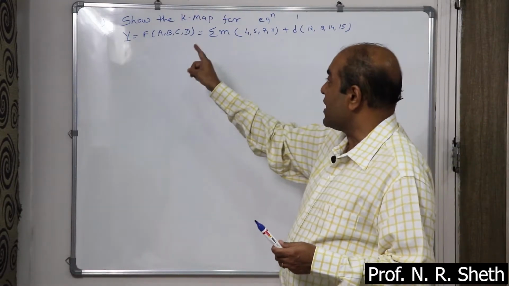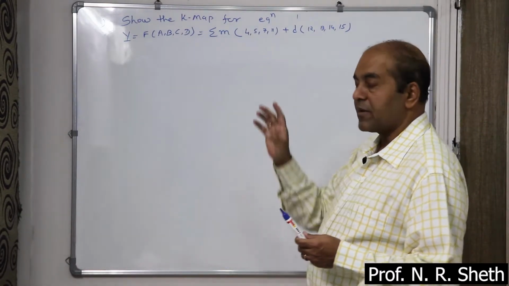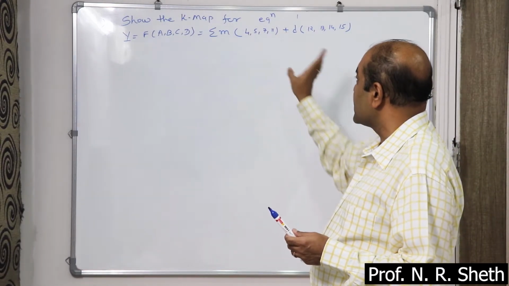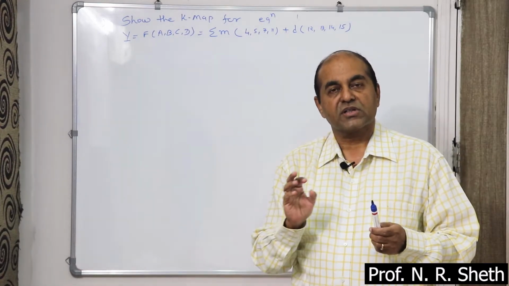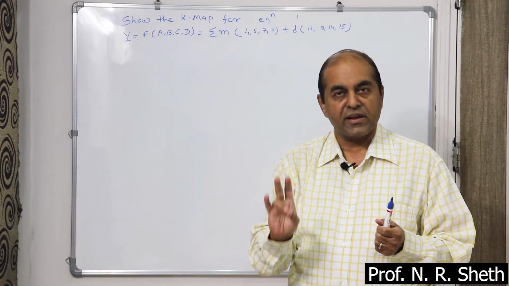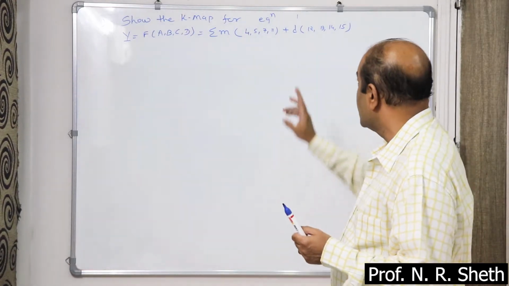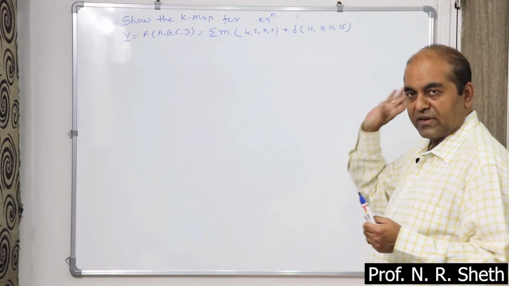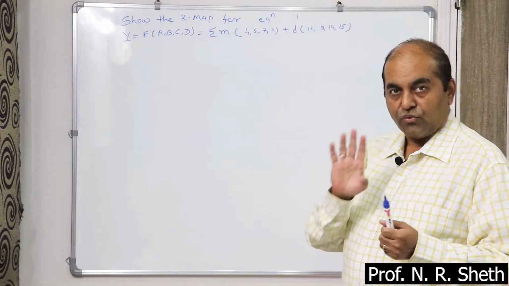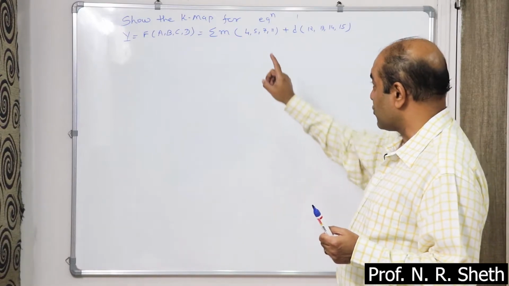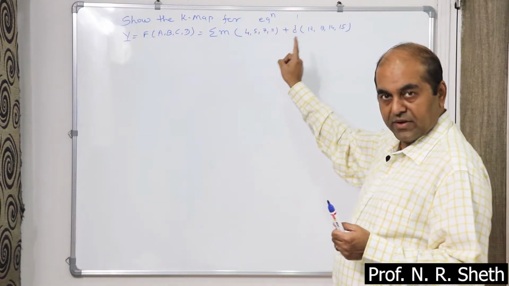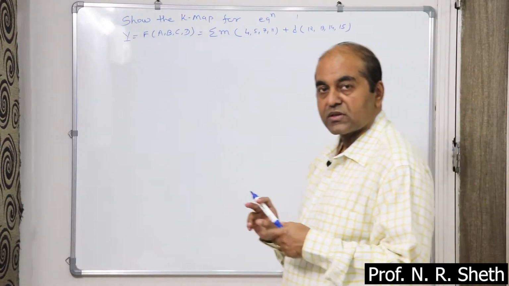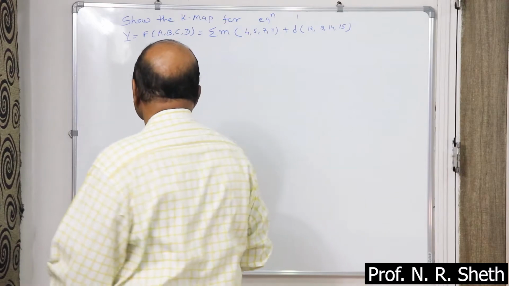Y equals f(A, B, C, D), that means a 4 variable K-map, sigma m(4, 5, 7, 11), that means for state numbers 4, 5, 7 and 11 your output is high. D means don't care for state numbers 12, 13, 14, 15. Okay, so a 4 variable K-map, output is high for 4, 5, 7, 11 and don't care is for 12, 13, 14, 15. Okay, so first we have to plot the state-wise diagram.